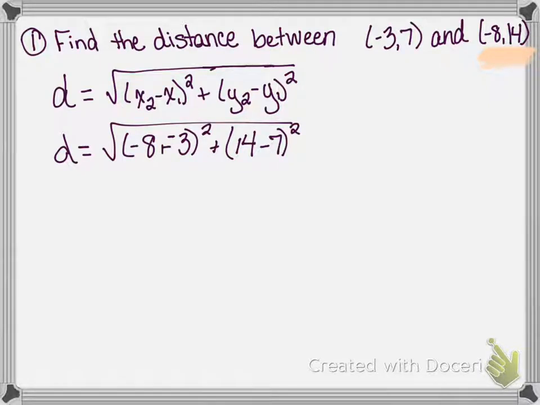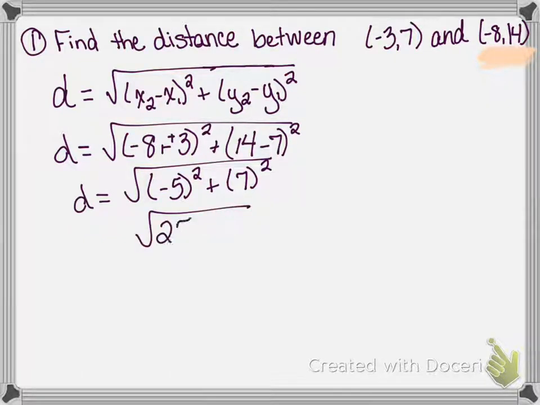So my double negatives become a positive. And so I am left with -8 plus 3, which is -5. And then I have 7 minus 7. Okay, -5 squared is 25. 7 squared is 49. Now, one of the mistakes that I saw on this one was that students want to take the square root of 25 and the square root of 49 separately.